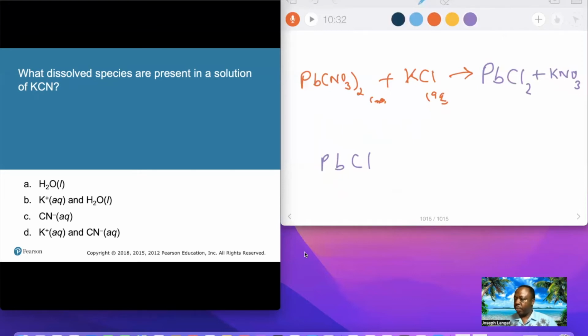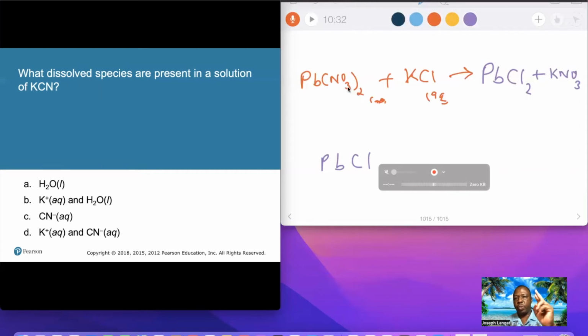If I look at silver, lead, we have one lead, so lead is taken care of. But here, balance the polyatomic ion as if it is a single unit. So nitrate, we have 2 nitrates on the reactant side and 1 nitrate on the product side.